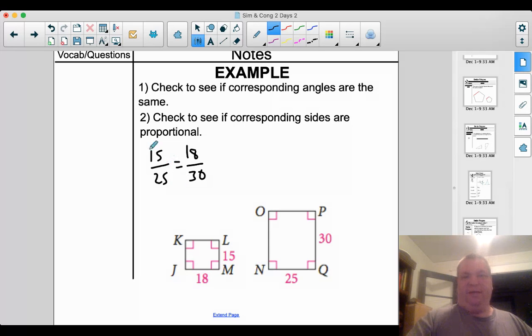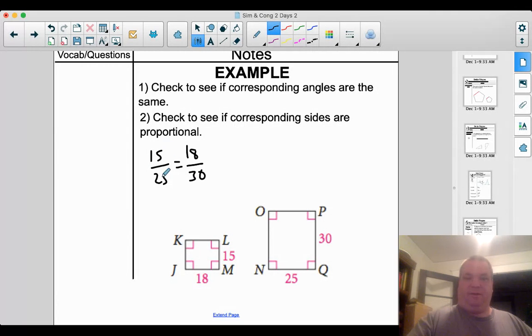First, we need to be consistent in that here I'm comparing the small side of the small figure to the small side of the big figure. So this is small to big. This also has to be small to big. In both cases I have the smaller side on the top, bigger side on the bottom. I have the smaller shape on the top, the bigger shape on the bottom. And so it's consistent in terms of shorter side to shorter side, bigger side to bigger side.